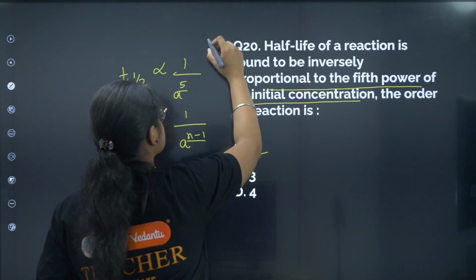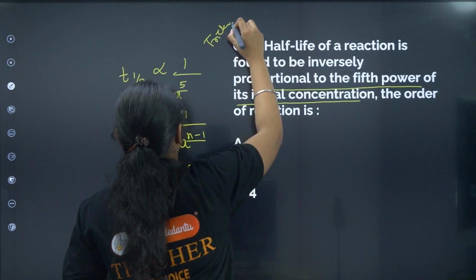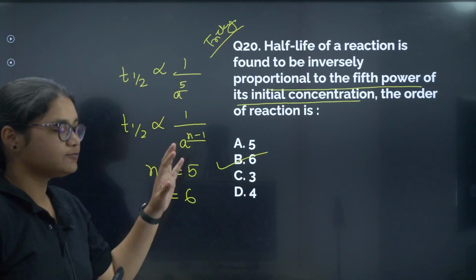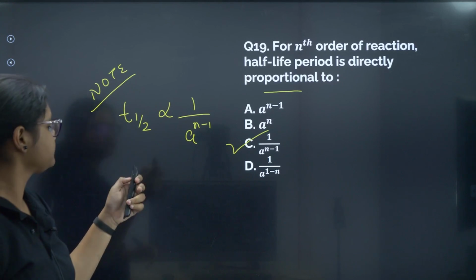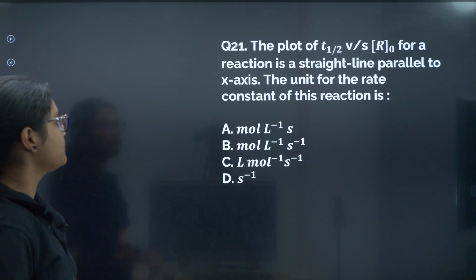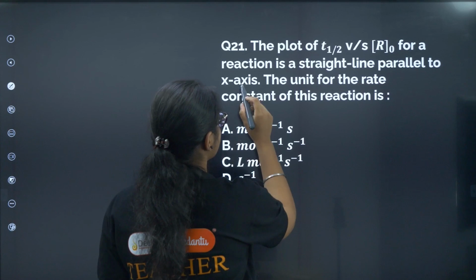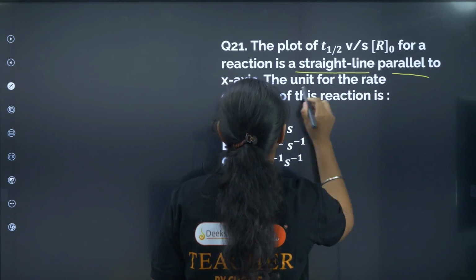This question is a little tricky. Not tricky, I mean this formula is not very commonly known, so please note down this formula. Okay. Next. The plot of T half versus R0 for a reaction is a straight line parallel to the x-axis.